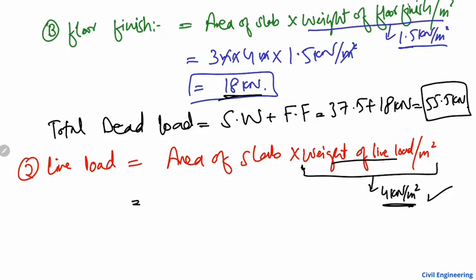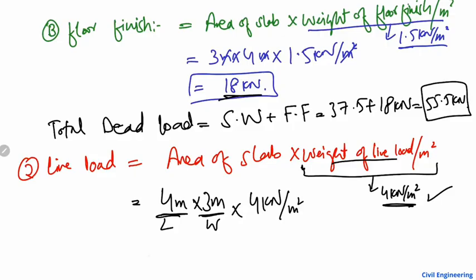So now multiplying the area of the slab. Area of the slab was 4 meter, if you remember, multiplied with 3 meter. 4 meter was the length of the slab. 3 meter was the width of the slab. Multiplying it with the weight of the live load, which is 4 kilonewton per square meter. So we got here the value of 48 kilonewton. This is the live load.